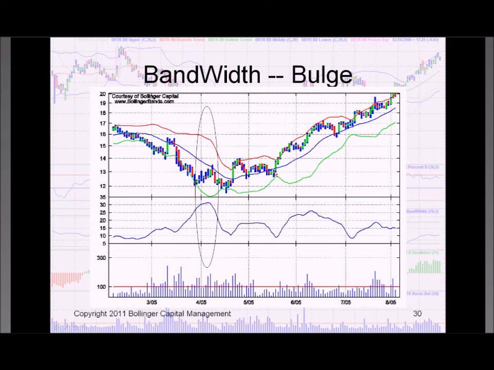Then, of course, we go through that series of confirmed and unconfirmed tags and the rising trend in %B to tell us that, in fact, this was the end of the downtrend and that we are beginning a transition, first through a base and then into a sustainable uptrend.